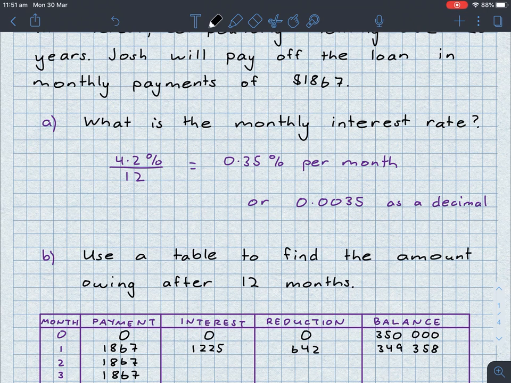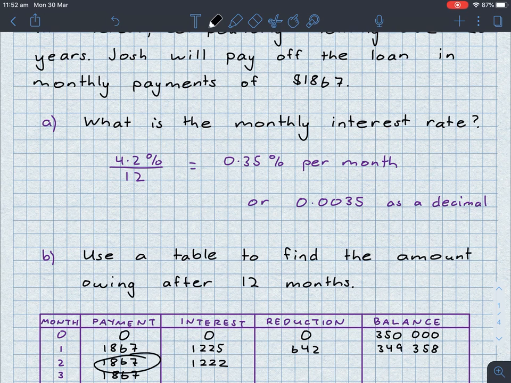So for the second month, the interest is going to be 0.35% of what our balance now is. So we do 0.0035 times by 349,358. And we end up with $1,222. So you can see, because we don't owe quite as much now, we're not being charged as much interest this month, because the interest is calculated on how much is left to pay.